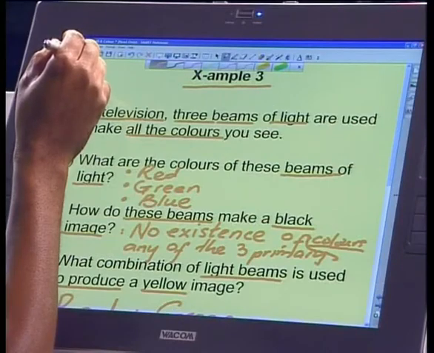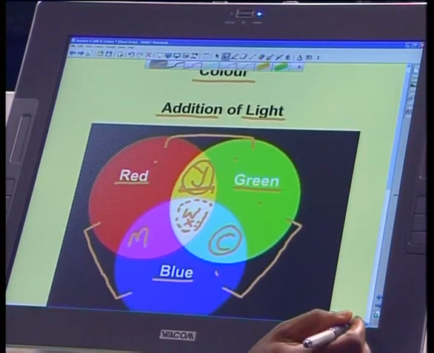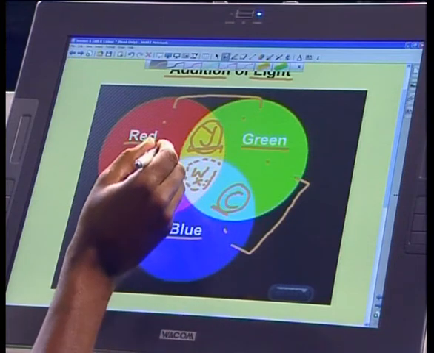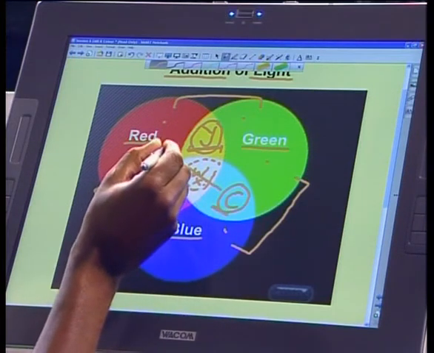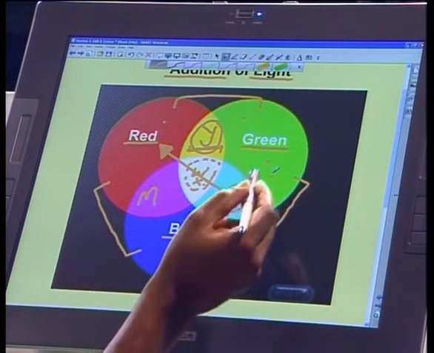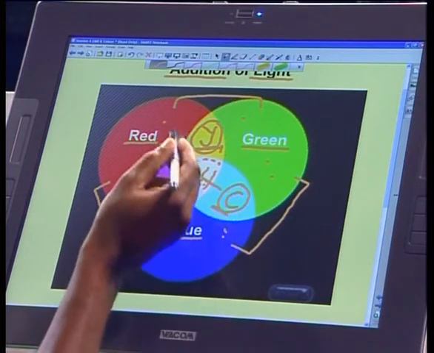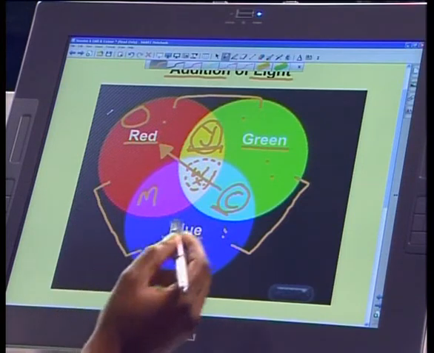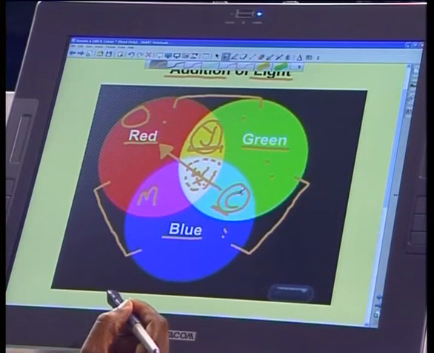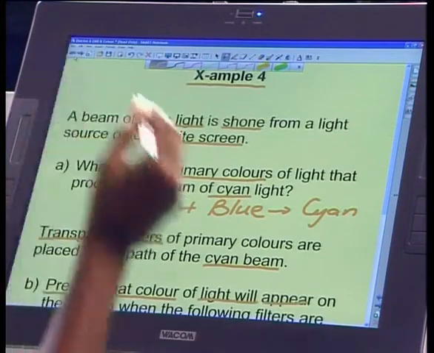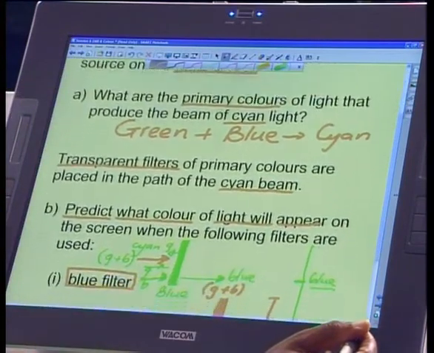Now, if you go back to the colors, you will see that cyan is there and it is opposite red. That's how it is positioned. It is made up of green and blue, and it has got nothing, completely nothing to do with red. Now, if we are to block the cyan completely, what filter can we use? I think that is already giving you a clue.